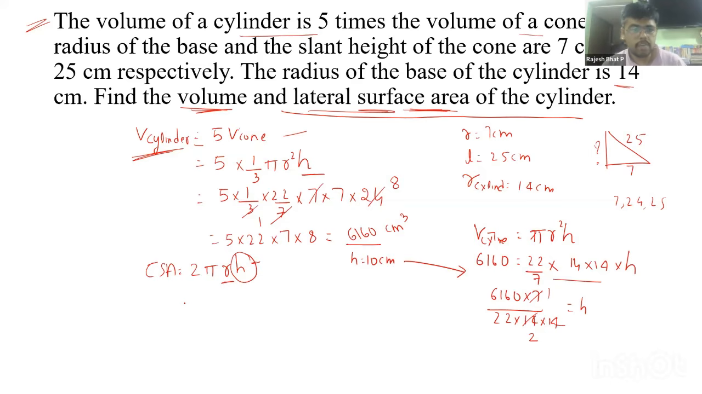Okay, then simplify here. That's all. 2 into 22 by 7. Radius is given in the question. Height you just found out using this formula. 7 ones are 7, 7 twos are 14. So basically you would get 88 into 10, which is nothing but 880 centimeter square. Be very careful, this is square. This one here is centimeter cube.